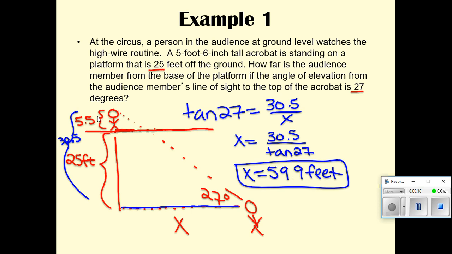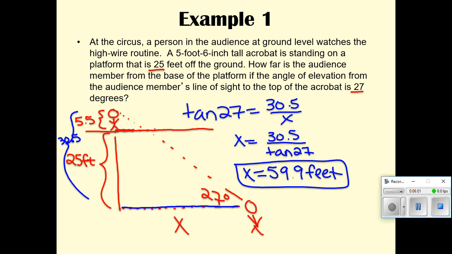Now you might wonder how I got 5.5 feet. There are 12 inches in 1 foot, right? So 6 inches is half of a foot, right? Half of a foot is 0.5. So if I want to change 5 feet 6 inches to feet, it's 5.5, because 6 inches is half of a foot. That's how I got that number.